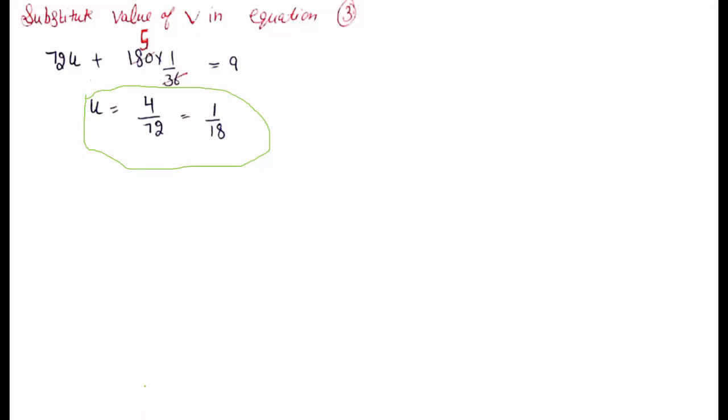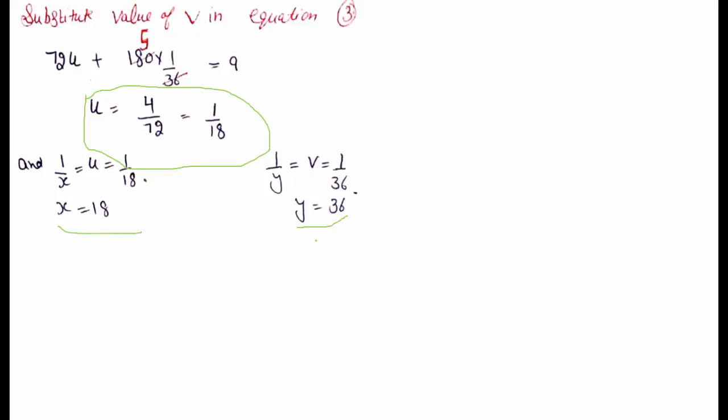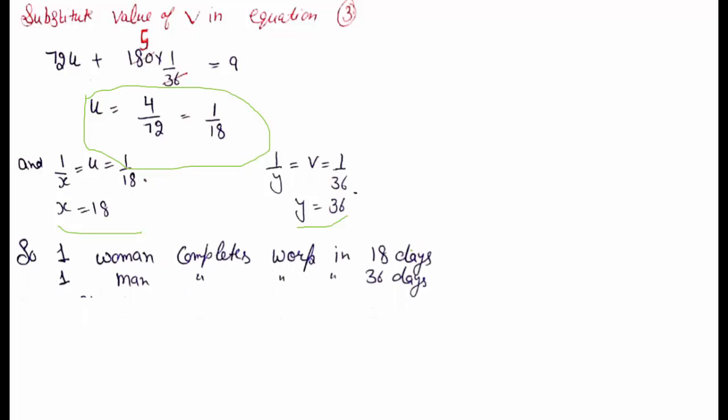Now we assumed that 1 by x equals u and 1 by y equals v. On substituting, x will be 18 and y will be 36. So one woman completes the work in 18 days and one man completes the work in 36 days.